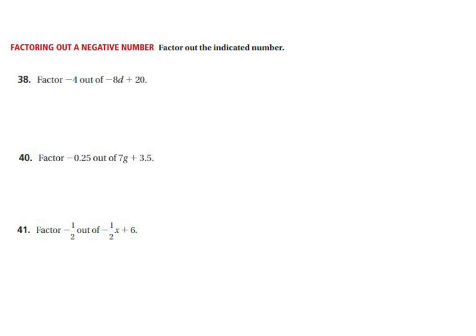For questions 38 through 41, factor out a negative number, and we are being told which number to factor out. So for 38, we're being told to factor out a negative 4. So negative 4 times what would give us negative 8d? That would be 2d, because negative 4 times 2 is negative 8. Negative 4 times what would give us positive 20? We know we're going to need a negative times a negative to get a positive. So we know that second term is going to have to be negative. And 4 times what is 20? 5.